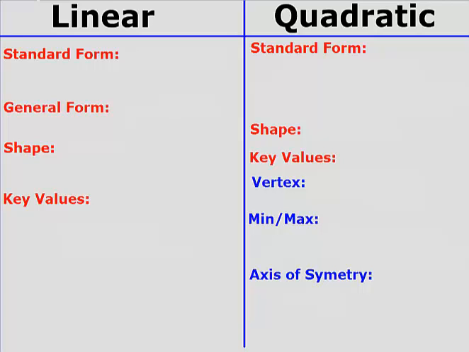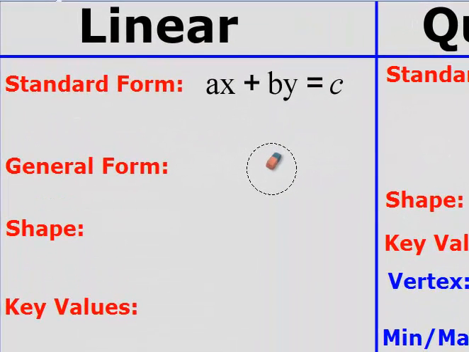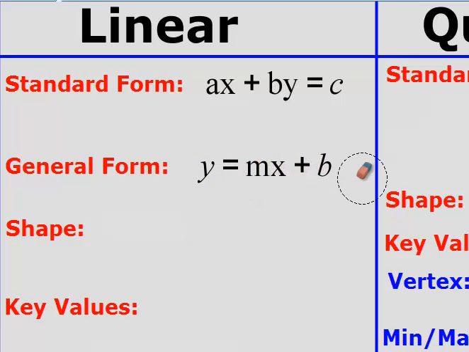So for a linear function, who knows what standard form for a linear equation is? It's ax plus by equals c, right? Everybody okay with that? So what's the general form, though? What's the form that we use the most when we graph a linear equation? y equals mx plus b. All right, so everybody good with that?